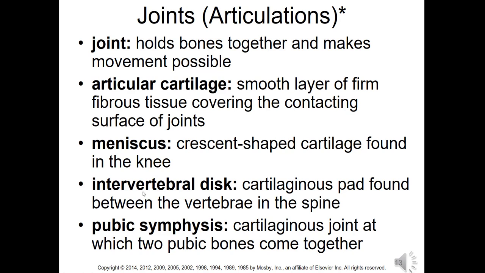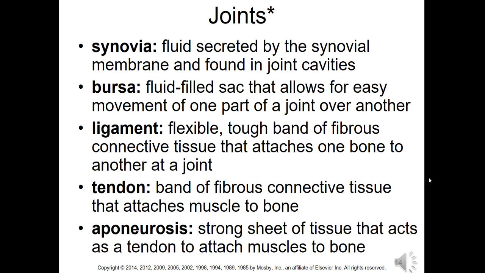And then inside your spine, in between each of the vertebrae, are intervertebral discs that are made of cartilaginous material, and they are found in between the vertebrae to cushion them as they're moving. The pubic symphysis is a cartilaginous joint that joins the two pubic bones together. Synovia is fluid that is secreted by the synovial membrane, and it's found in the joint cavities, and this allows for more cushioning. The bursa is the fluid-filled sac that allows for movement of one part of a joint over another. So, for instance, you have bursa in all of your joint spaces, in your shoulder, in your knees, in your hips, and it just allows for smoother movement.